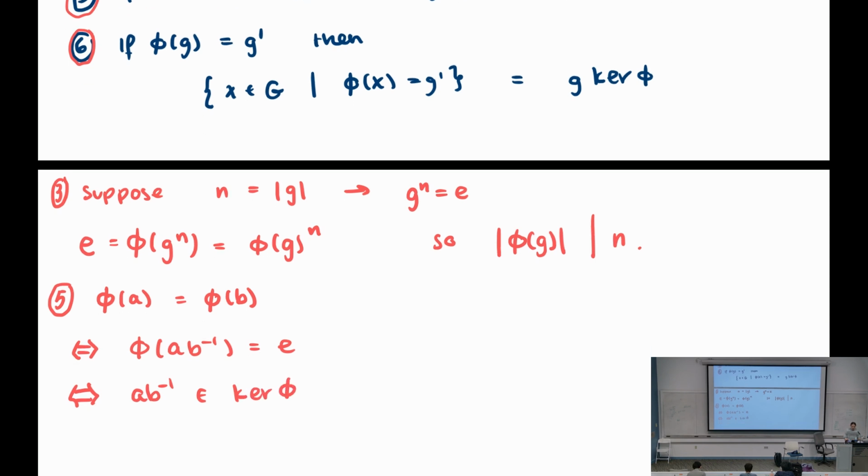And then we had a coset property that said that this was true if and only if the cosets A ker phi and B ker phi were equal. Okay, is it good?